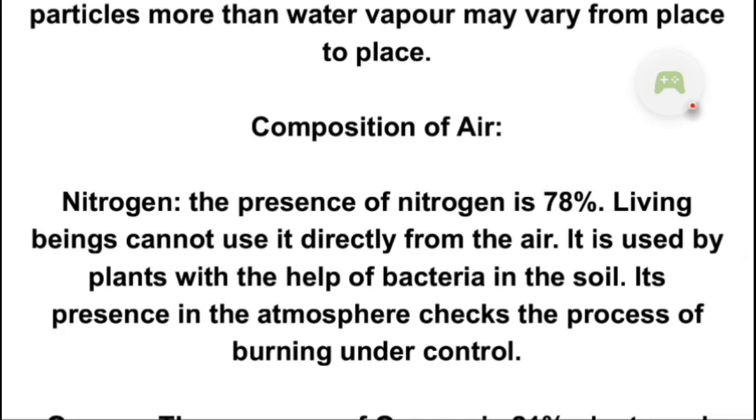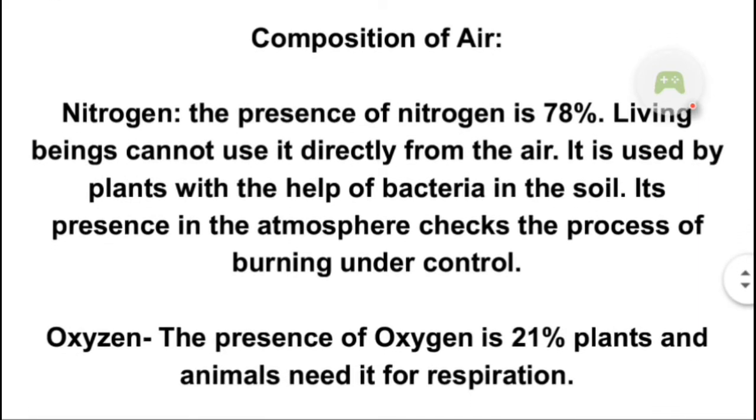But how can living beings use nitrogen? It is used by plants with the help of bacteria in the soil. And its presence in the atmosphere keeps the process of burning under control.